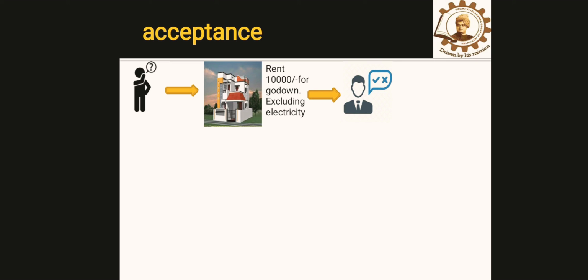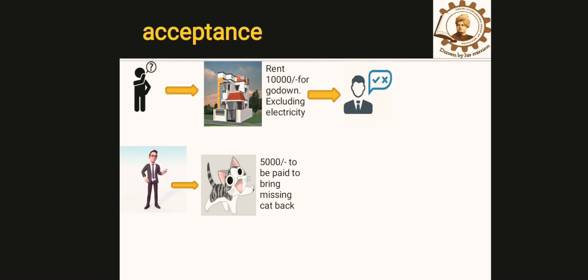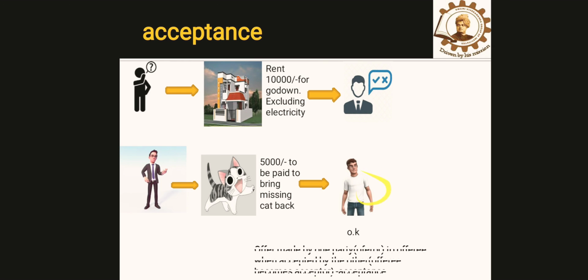So offerer is the person who offers. Offerees are the persons to whom the offer is being made. Acceptor is the person among those offerees who has accepted the offer made by the offerer. Again in the second example, the missing cat: the public offers with certain terms and conditions of 5,000 to be paid, and another person says, okay, I'll bring your cat back. So here the person is the acceptor.